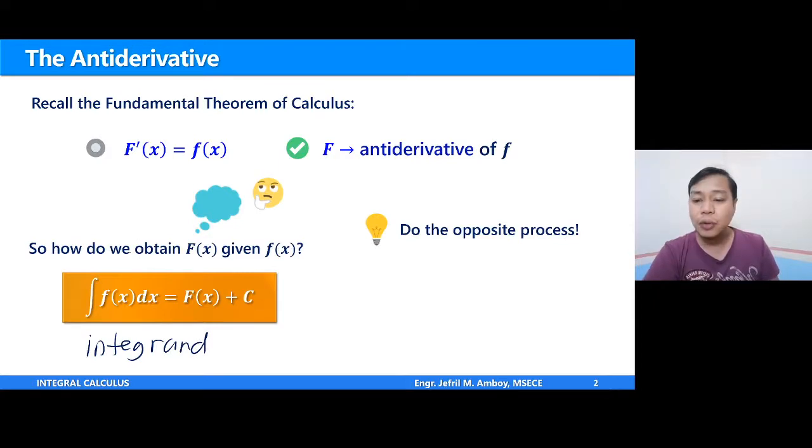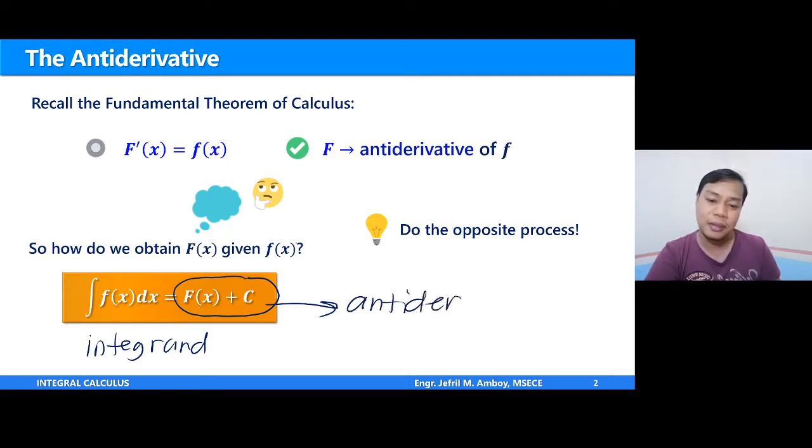And itong F of x plus C, ano ang nire-represent niya ngayon? Itong F of x plus C na ito, bilugan natin dito. Ito naman ang tinatawag natin na antiderivative. Okay?